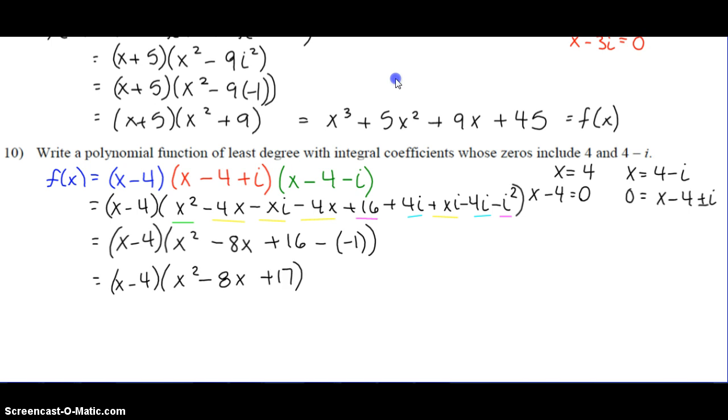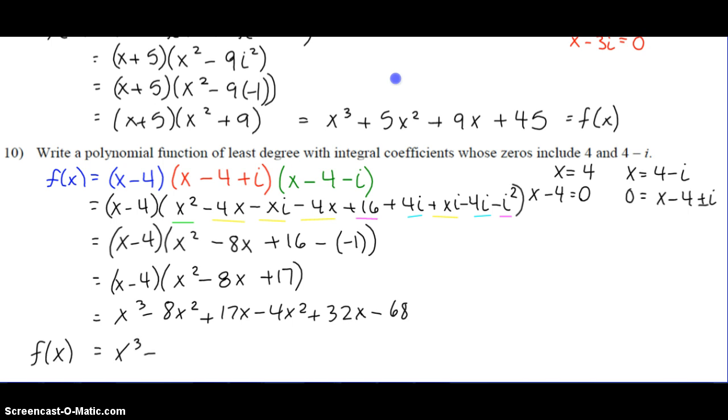We're not done multiplying. We need to go one more round, and we're going to end up with x cubed minus 8x squared plus 17x minus 4x squared plus 32x, and minus 68. So once again, combine like terms, make sure everything is in the proper order. We know that f of x is equal to x cubed minus 12x squared plus 49x minus 68.